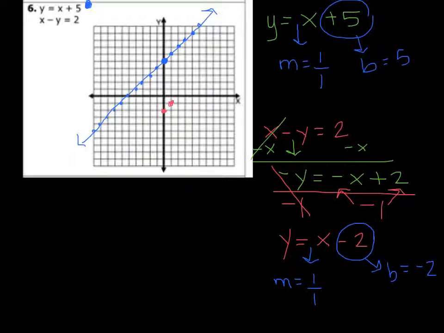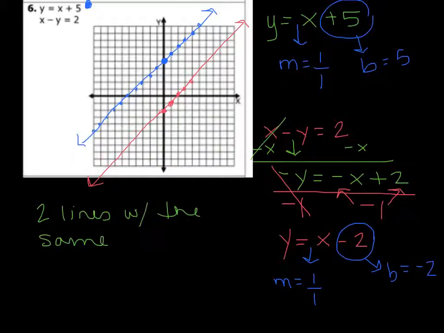Now at that point, what you probably should be thinking is, I have two lines with different y-intercepts, but they have the same slope. So if I have two lines with the same slope but different y-intercepts, then I have parallel lines.